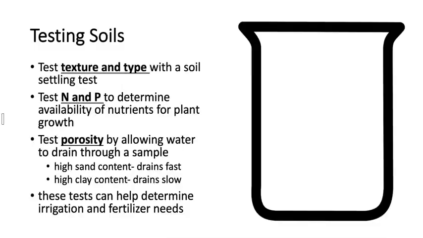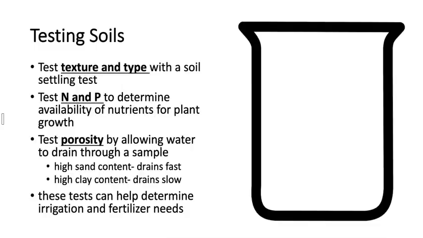We might also test porosity, so we might set up a chamber that allows us to put a soil sample in it and then drain water through that soil from top to bottom, and we would time how long it takes for the water to stop draining. So if there was a high sand content for that soil, it would drain very, very fast. With a high clay content, though, it will drain very, very slowly, and that is because clay is super tiny, there's very little air between the particles, and it packs very closely together.